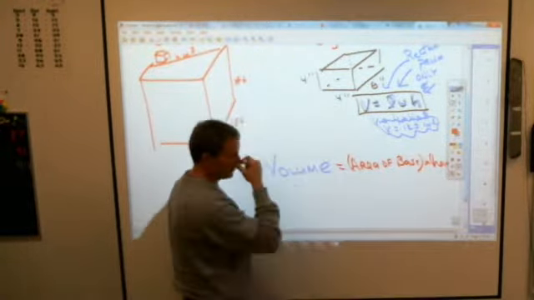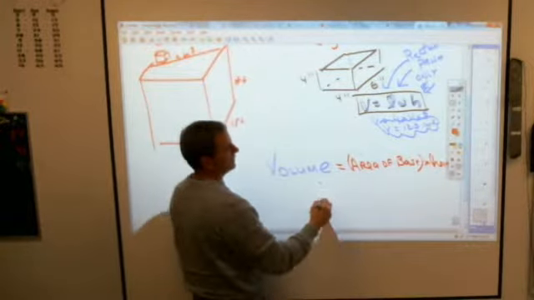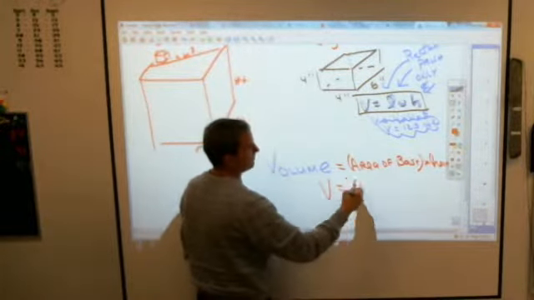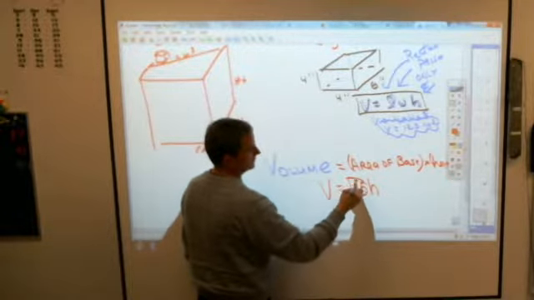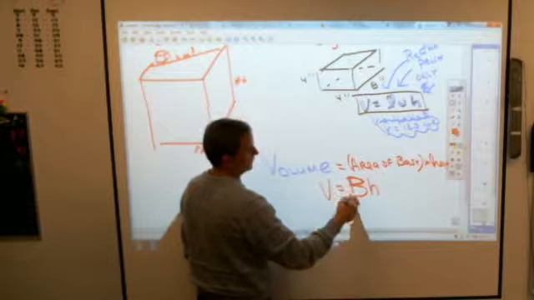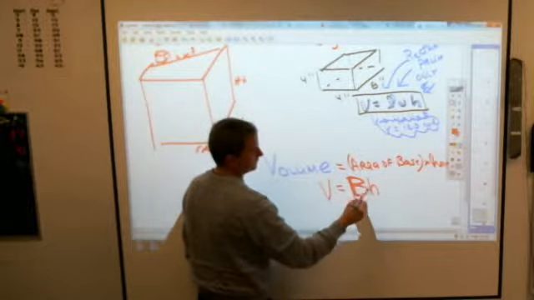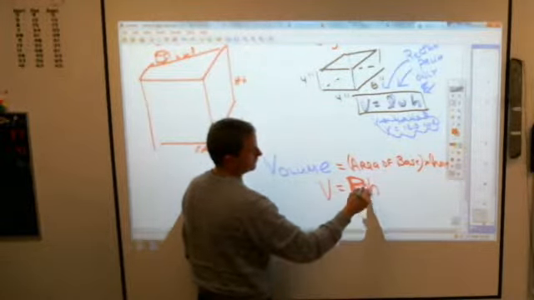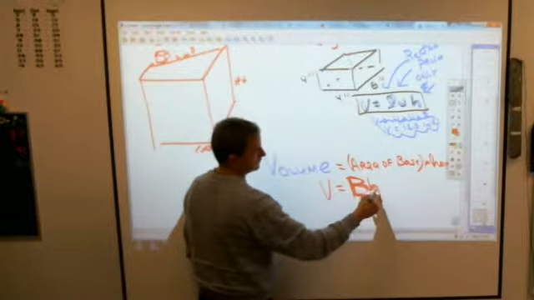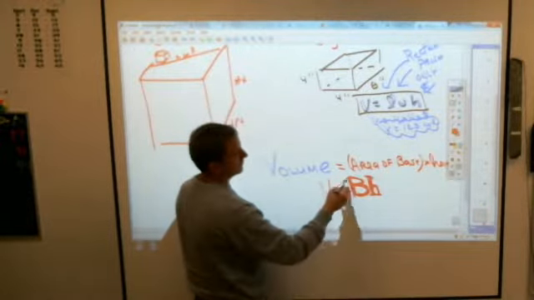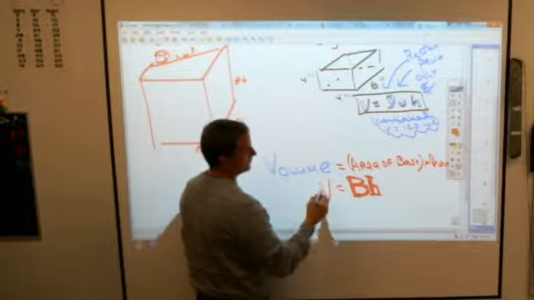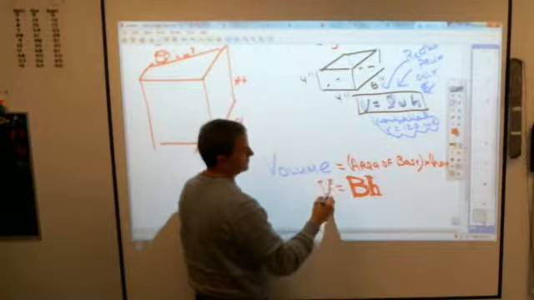Or, this is what it looks like in its shortened condensed form. Volume equals capital B times H. Let's try to make our capital B kind of crazy. Joseph, can you read your handwriting? Yes. Okay.